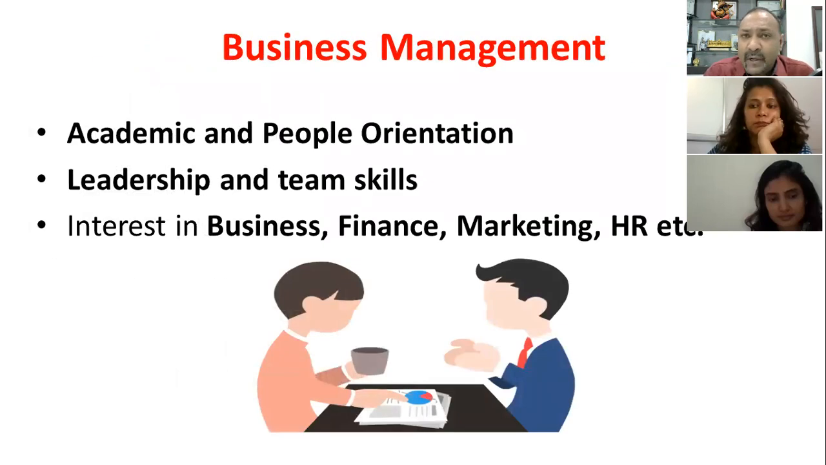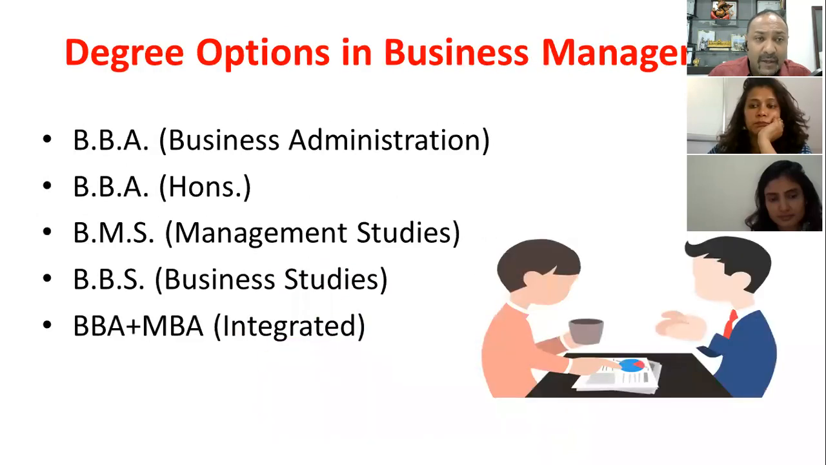Starting with business management, who is the right candidate for business management? Somebody who is a combination of academic and people orientation, who has very good leadership skills, team working skills, and a candidate who has interest in various aspects of business, be it finance, marketing, human resource management, systems operations, information technology, and so on. That kind of a candidate would be a right candidate to go for business management.